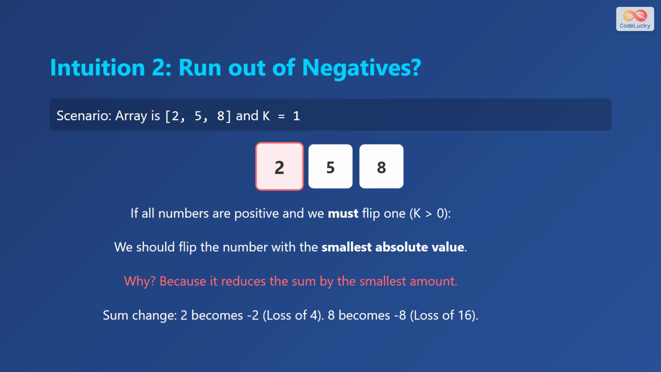But what happens if we run out of negative numbers and we still have operations left? We are forced to flip a positive number, which will reduce our sum. To minimize this loss, we should choose the number with the smallest absolute value. Flipping a 2 results in a much smaller loss than flipping an 8.